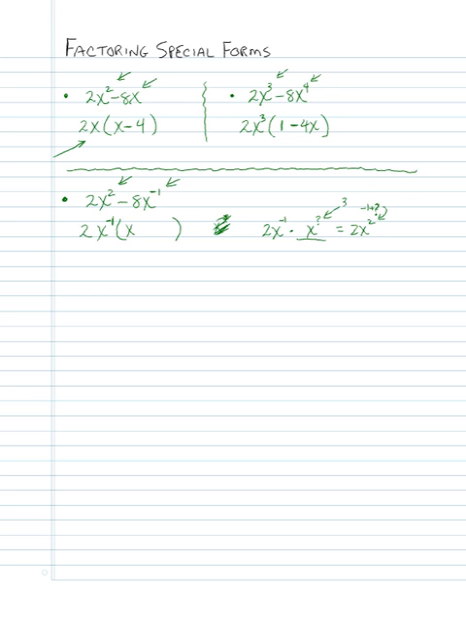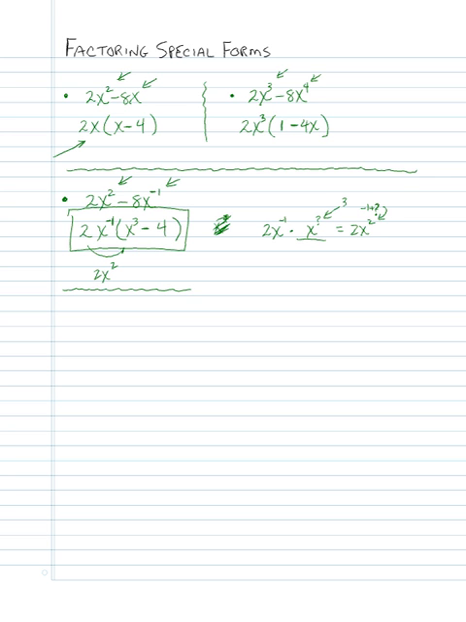So we need an x cubed here, so that when we multiply those two together, we end up with 2x to the second power, the very first term above. And then we have the minus sign. And so 2x to the negative 1 times what gives 8x to the negative 1, and of course it's just a 4. So this is the result that we get when we factored what's above. That is 2x squared minus 8x to the negative 1.